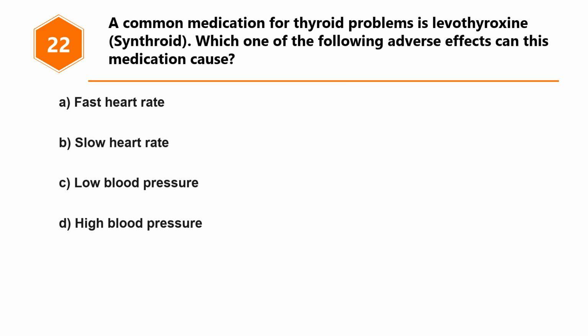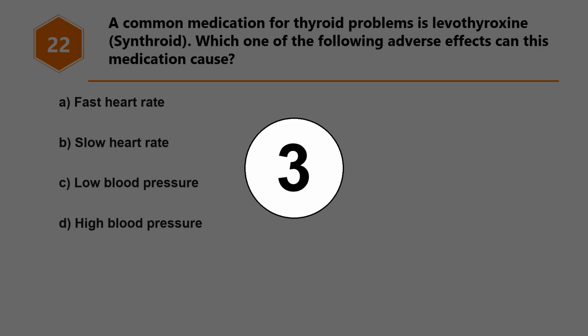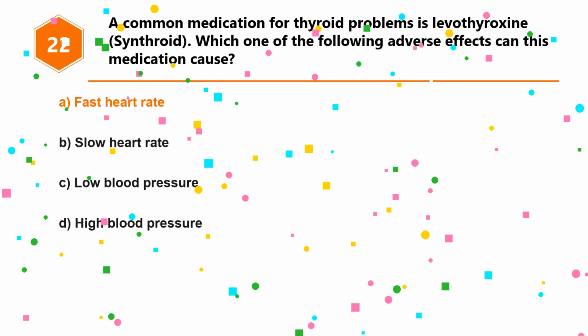Question 22. A common medication for thyroid problems is levothyroxine, Synthroid. Which one of the following adverse effects can this medication cause? Option A. Fast heart rate. Option B. Slow heart rate. Option C. Low blood pressure. Option D. High blood pressure. The correct answer is option A. Fast heart rate.